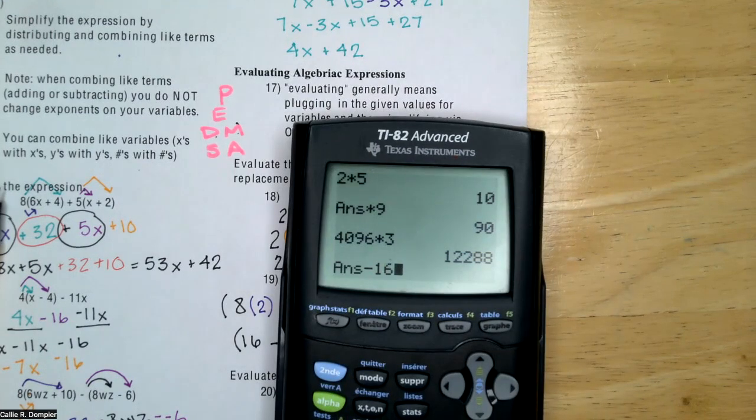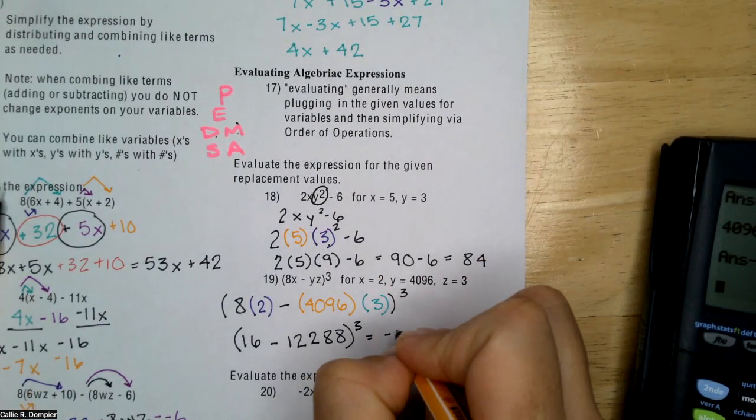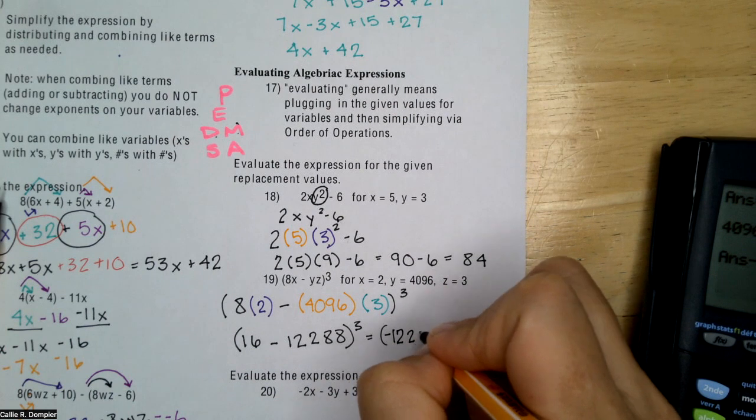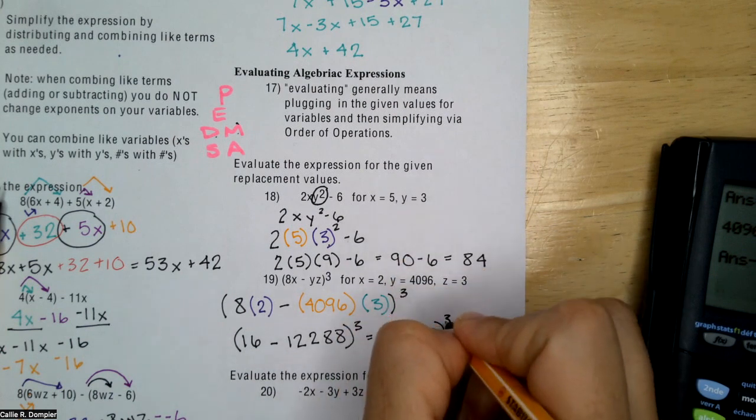12,288 minus 16 is 12,272. Sorry, 12,272. It's negative because the bigger number is negative. Raised to the third power.